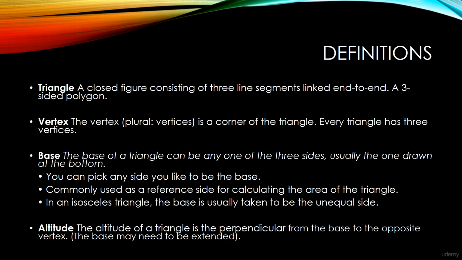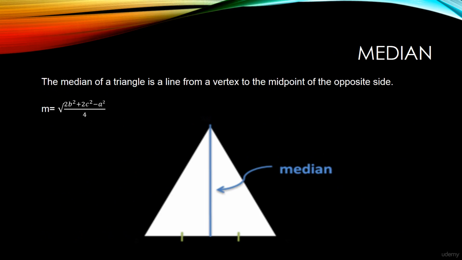Altitude. The altitude of a triangle is the perpendicular from the base to the opposite vertex. The base may need to be extended. Since there are three possible bases, there are three possible altitudes. Three altitudes intersect at a single point called the orthocenter.